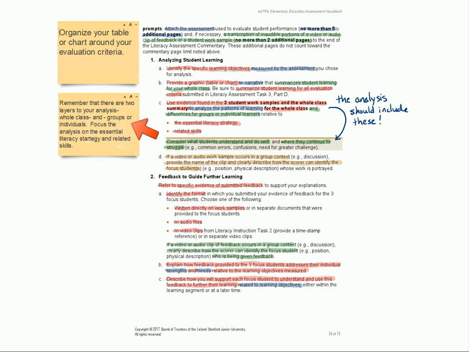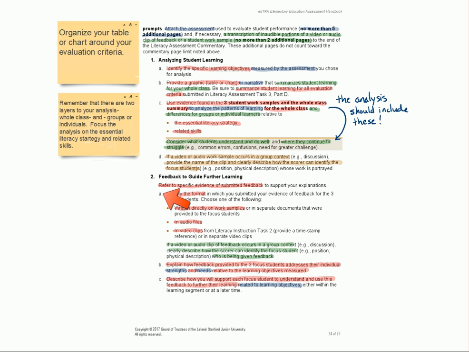3 of my students were doing these things. This one particular student was showing this kind of understanding. And that should follow your whole class analysis, okay? And obviously focus the analysis on the essential literacy strategy and related skills. All right? So the analysis should focus on these 2 things. And as I've said before, show what students understand and show what they're continuing to learn or struggle with.